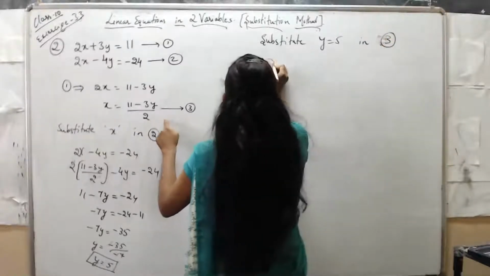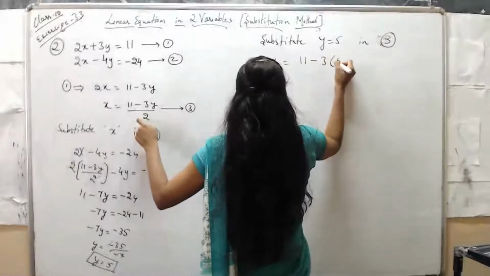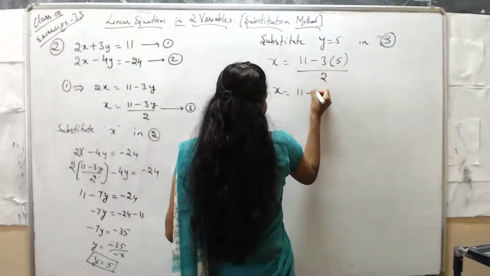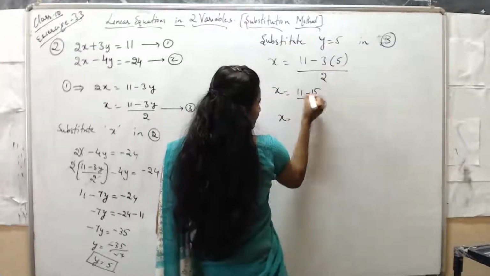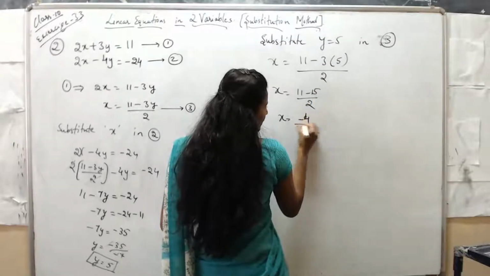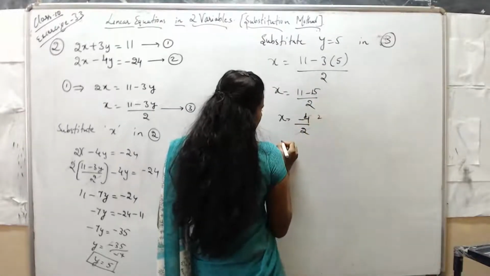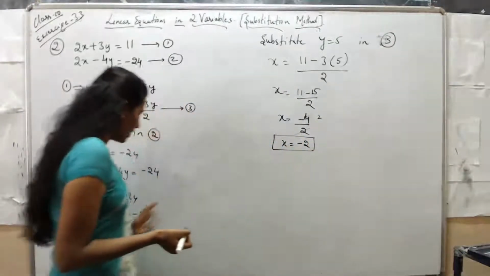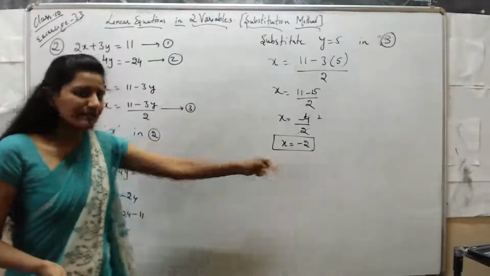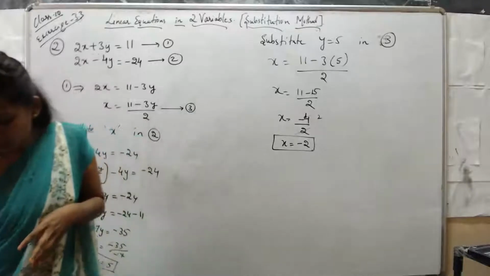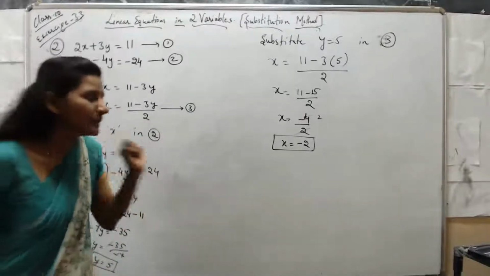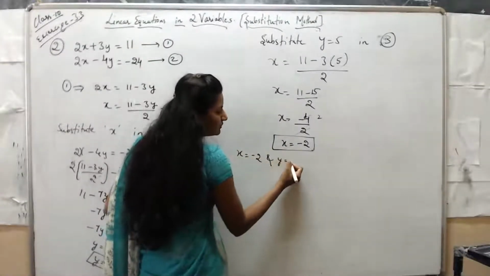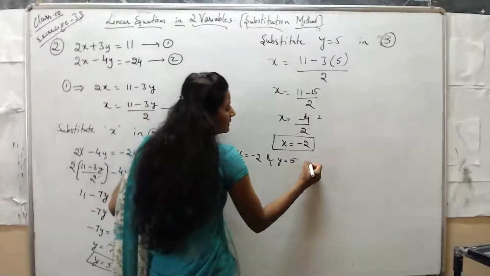So x is equal to 11 minus 3 into what is y? 5, divided by 2. 5 threes are 15, divided by 2. X is equal to 11 minus 15, which is minus 4, divided by 2. 2 ones are 2, 2 twos are 4. So x is equal to minus 2. Now we got x and y value. What we have to find out? Find the value of m for which y is equal to mx plus c. So therefore x is equal to minus 2 and y is equal to 5.